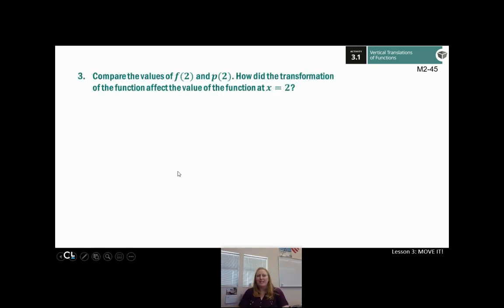So with this in mind, I would like you to do a few more little things here. Looking back at f of x and looking back at p of x, and the functions you wrote for them, how did the transformation of the function affect the value of the function at x equals 2? So I want you to find f of 2, and I want you to find p of 2, similar to what we did in the warm-up. Go ahead and hit pause to work these out, and then hit play when you're ready to check your work.